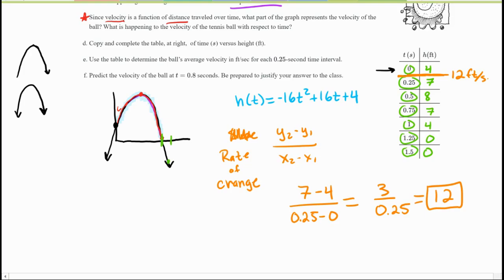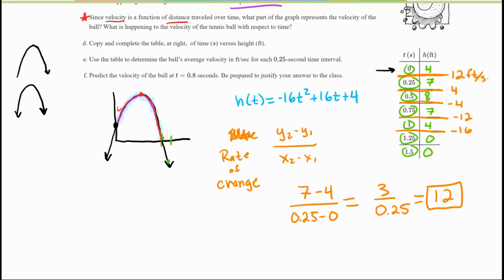Note that at certain points, you're going to end up getting negative numbers. If you get negative numbers, that's a good thing, because we know that the velocity starts to go down, which would be the negative speed. If you go through and actually calculate those numbers, you should get 12 feet per second for the first, then 4 feet per second, then negative 4 feet per second, negative 12 feet per second, negative 16 feet per second.